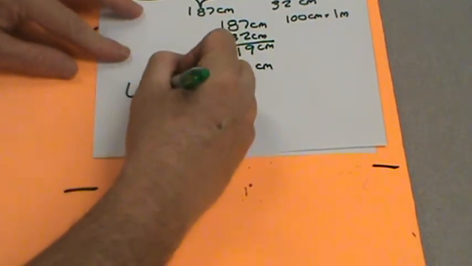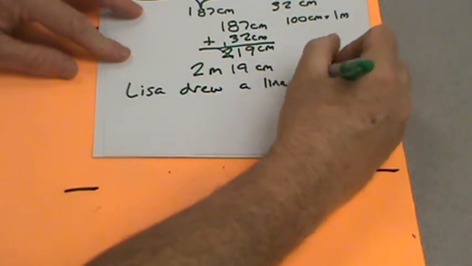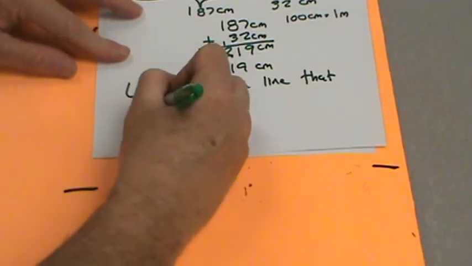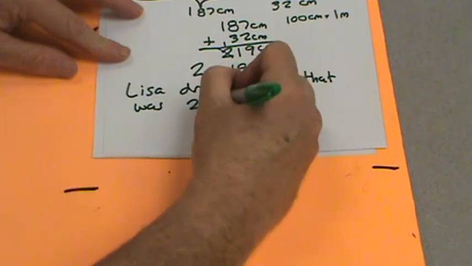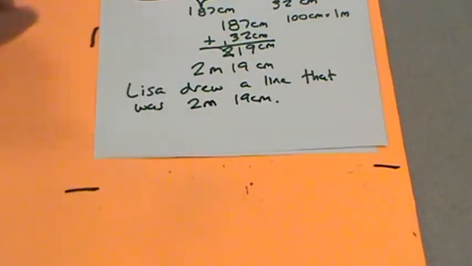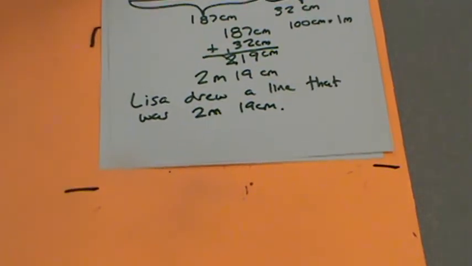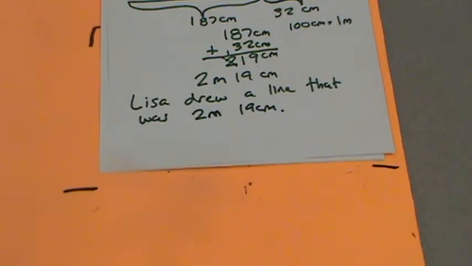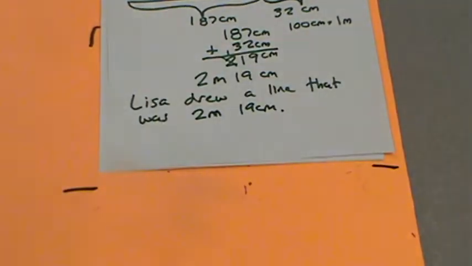So we could say Lisa drew a line that was 2 meters, 19 centimeters. Before that, Marcus came around and erased 32 centimeters of it. I'll get you, Marcus. Go ahead and freeze that if you need to. We're going to continue on.